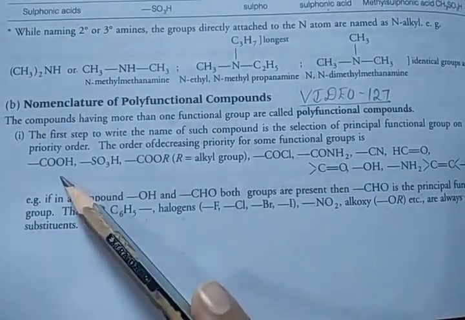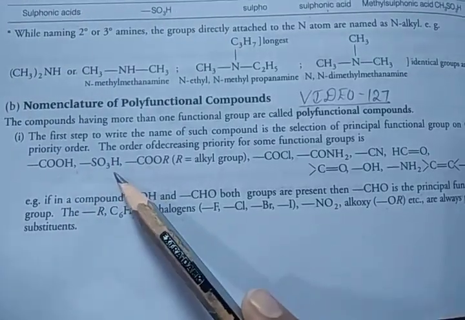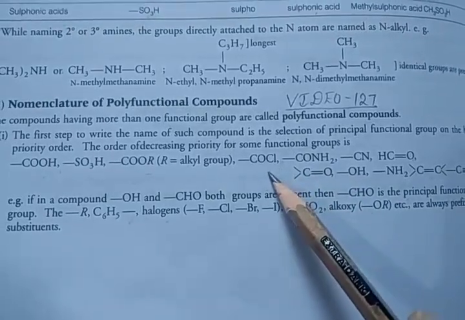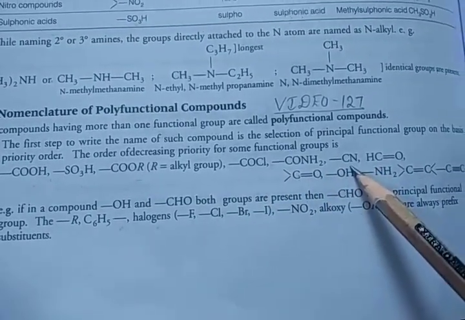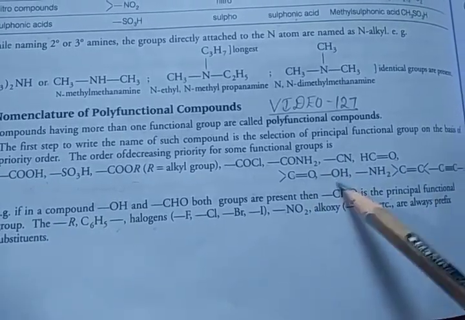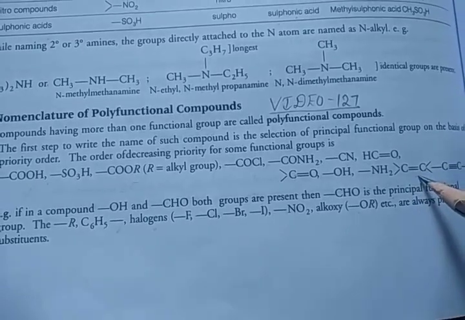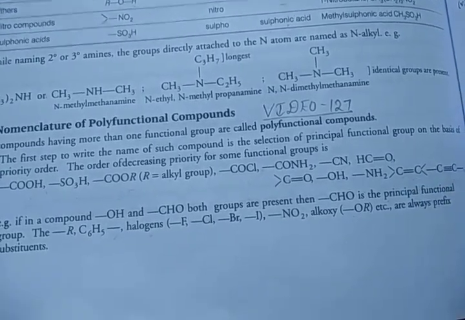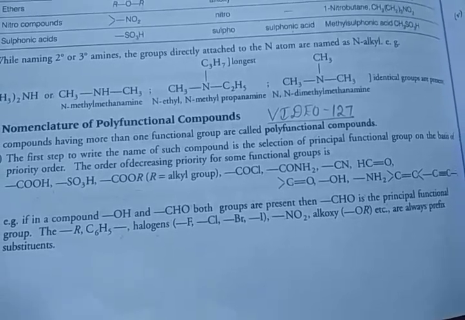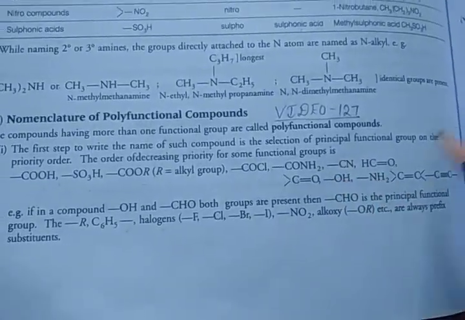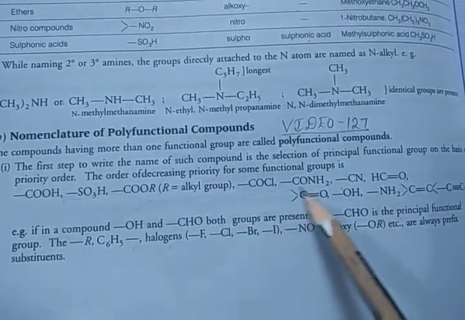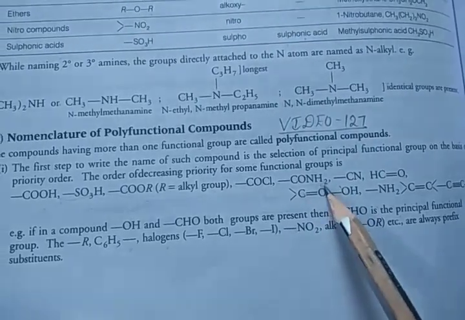Like here: first acetic acid COOH, SO3H sulfonic acid, COOR ester group, COCl alkanoyl chloride, CONH2 amide, CN cyanides, HCHO aldehyde, C=O carbonyl group, OH alcohol, NH2 amine, C=C alkene, and C≡C alkyne. So the first step to write the name of such a compound is the selection of the principal functional group on the basis of this priority order, which is the order of decreasing priority for some functional groups.